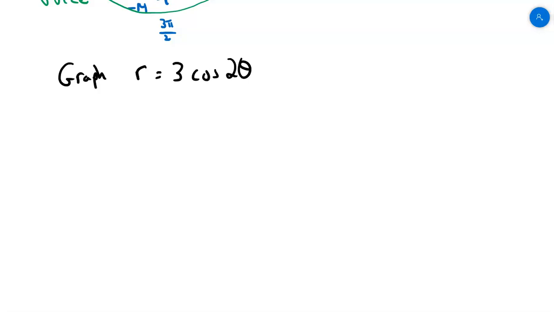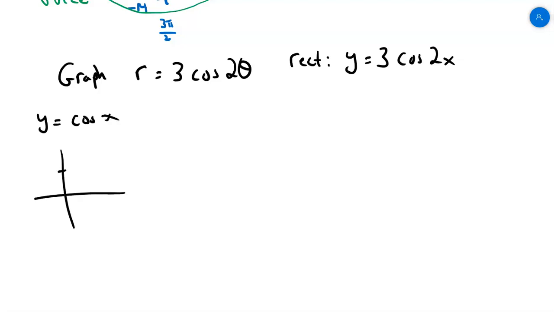Well, in order to figure out what it looks like, I'm going to appeal to the rectangular version of this. So the rectangular version of this is y equals 3 times the cosine of 2x. What does this look like? Well, if we're not quite sure, let's start with y equals the cosine of x, right? That's the sort of parent function. Cosine starts here at 1, goes down and then back up again. It does a complete cycle between 0 and 2 pi, so pi is the piece in the middle there.